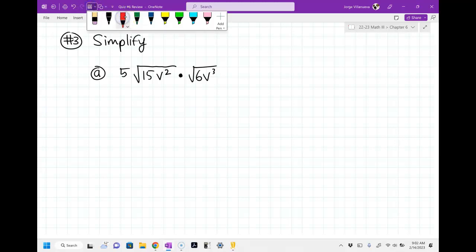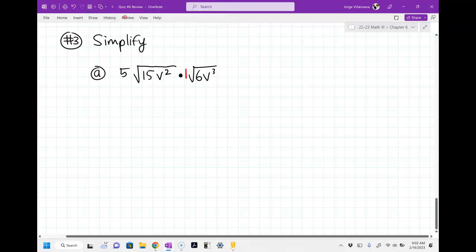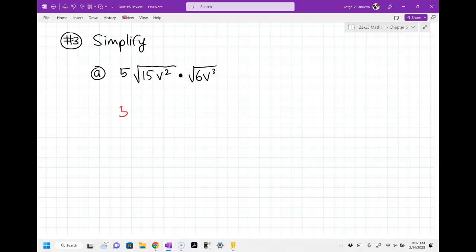I'm not doing any methods. Well, I guess I am doing the method. Method 2, just multiplying it out. Okay, so here we go. 5 times, remember, there's a 1 right there in the very front. So 5 times 1 is 5. Square root of 15 times 6. That's 80. Yeah, 80. And then v to the 5th.